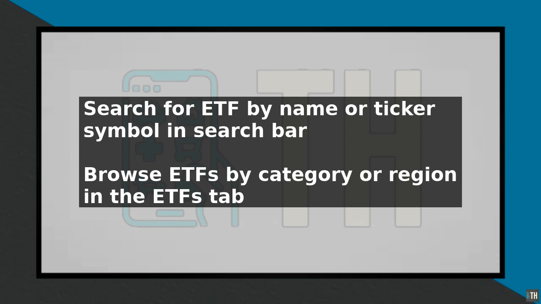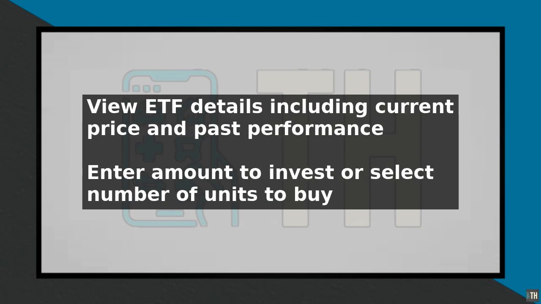Click the Buy button to open the order ticket, enter the amount you wish to invest in the ETF, or select the number of units you want to buy. You can also choose from different order types, such as market order or limit order.